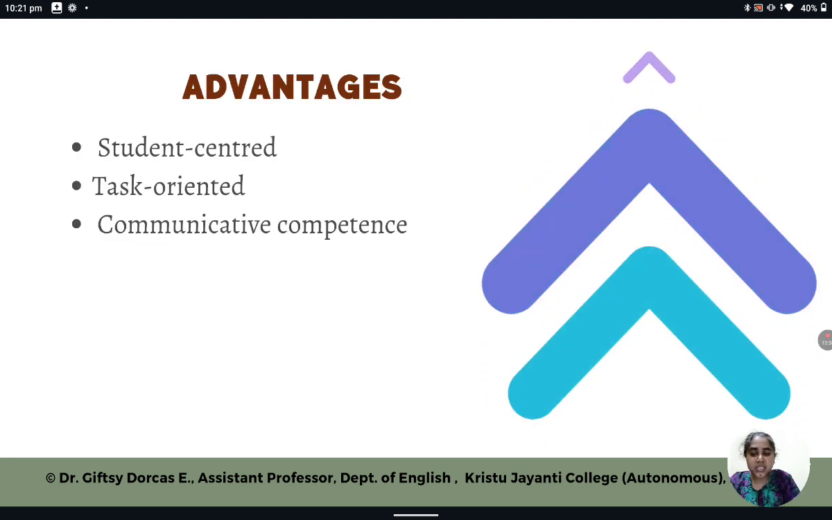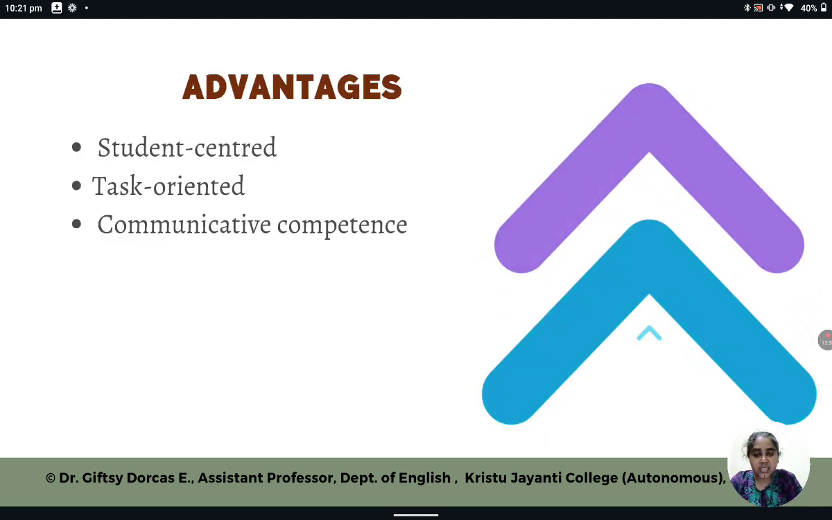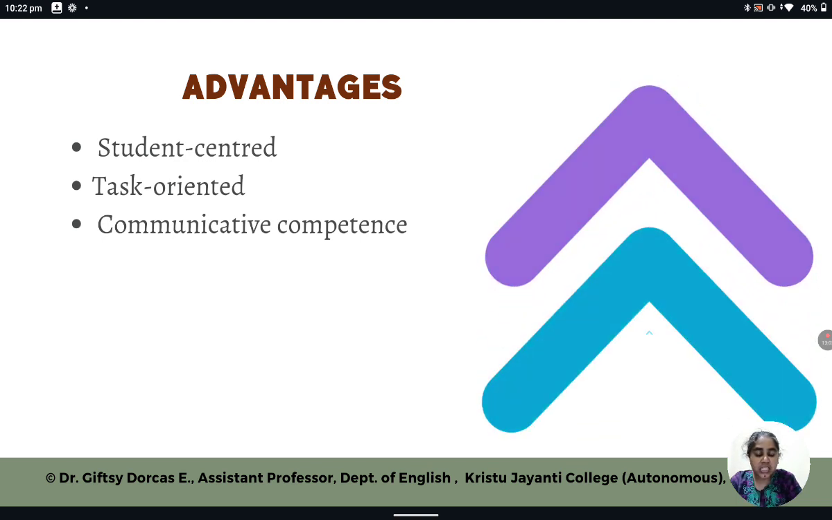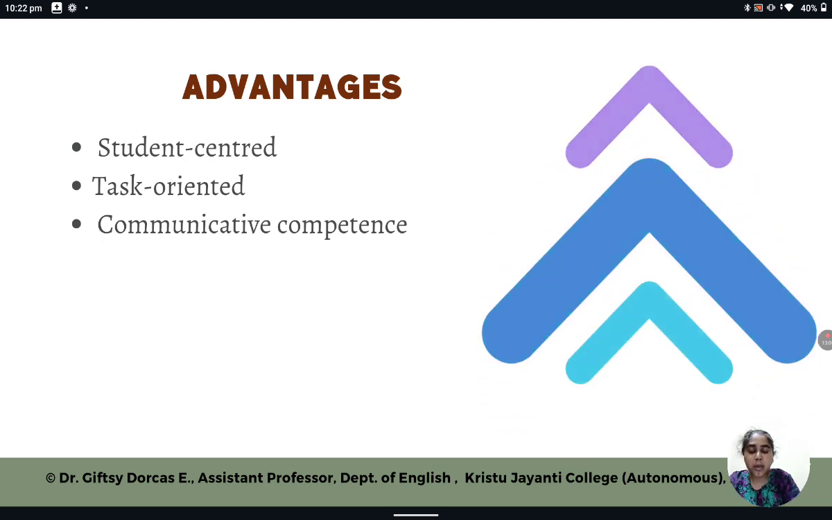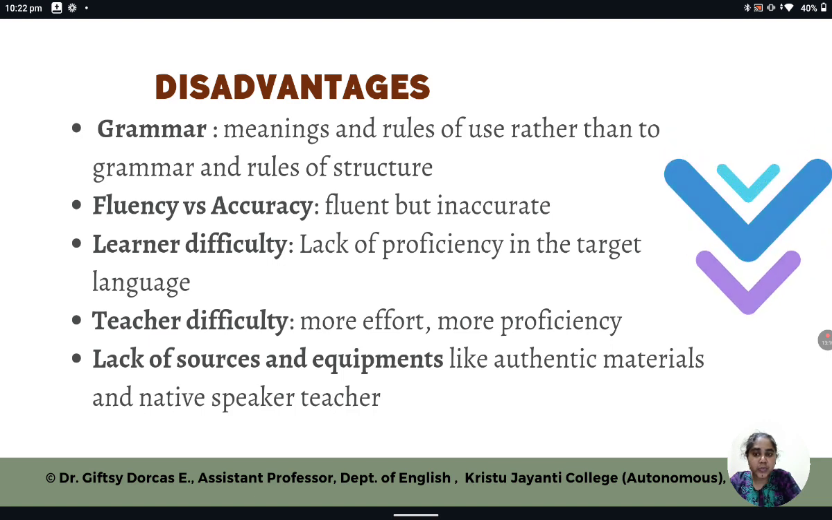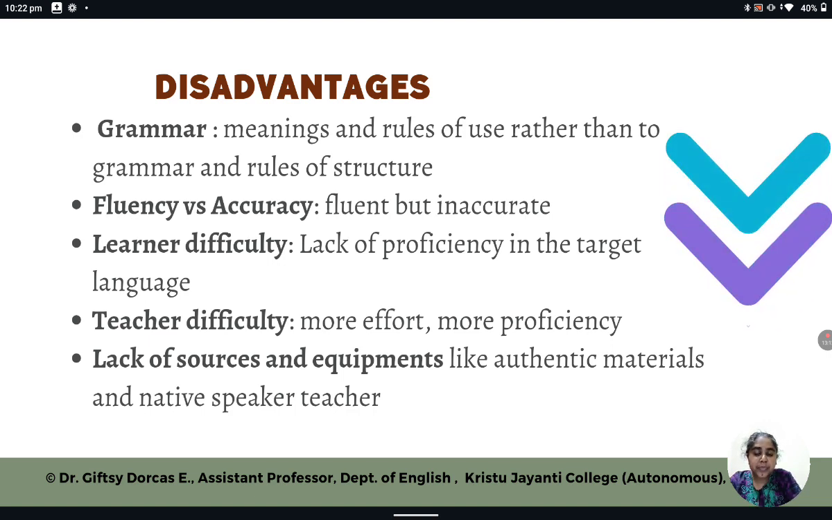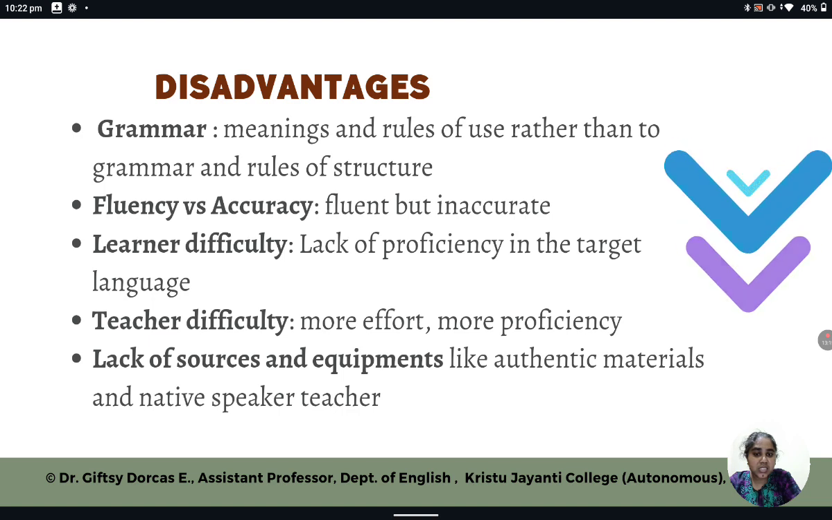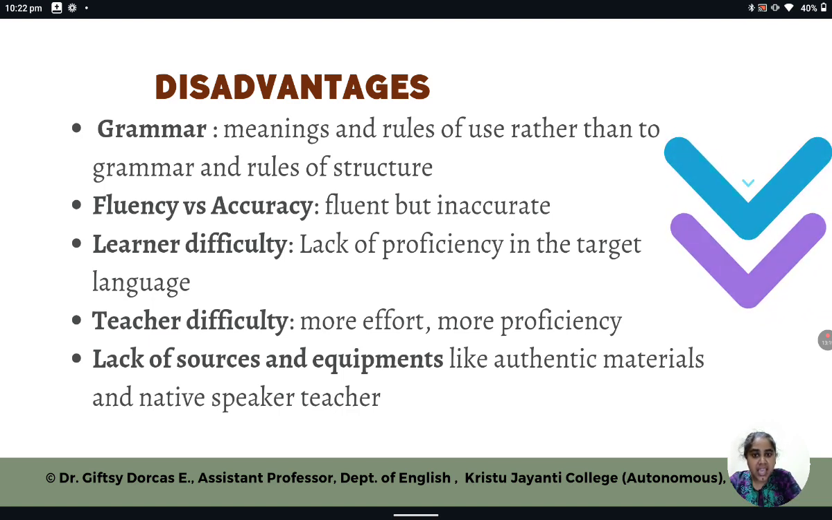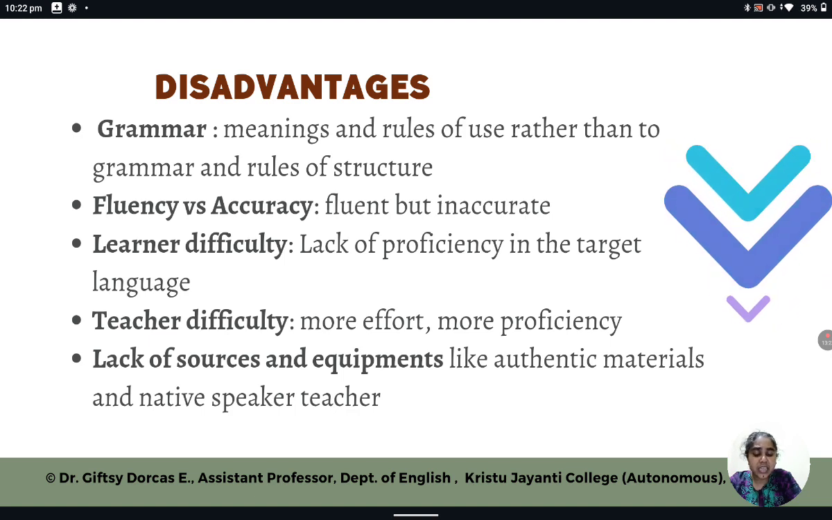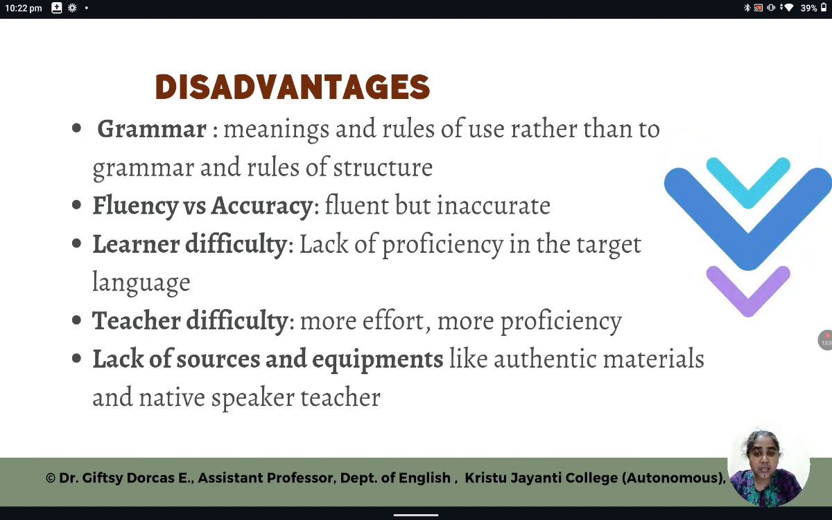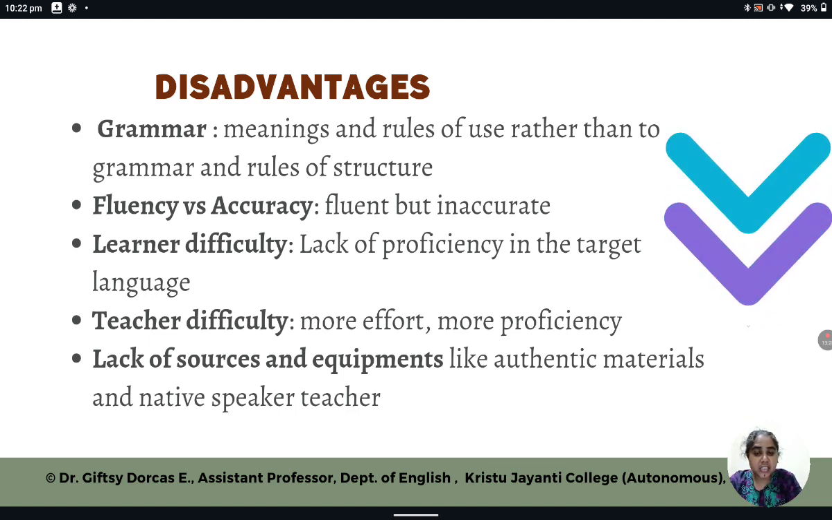So the advantages: it's a student centered method, it is task oriented, and it is also focusing on the communicative competence. So this is a very effective method. However, the disadvantage was that grammar rules were not given much importance, and because fluency was given more importance than accuracy, the method did have its drawbacks, and learners sometimes weren't able to be as proficient because they were using only the target language and they did not have the native speaker's competence.